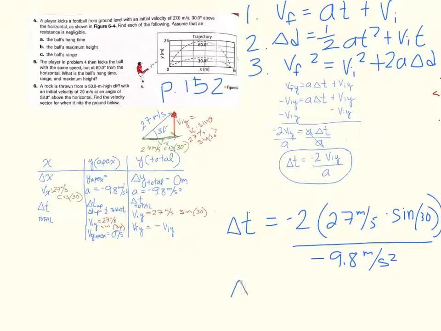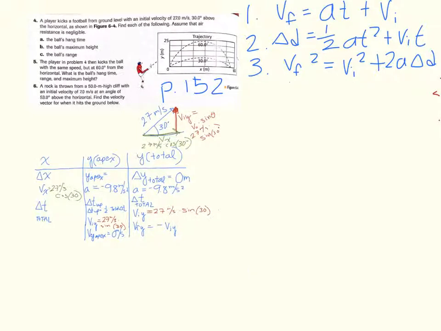And when I calculate that, I get what? Well, you should get 2.755, so about 2.76 seconds. That is the hang time, the total hang time of this ball. Next, they're asking me for the ball's maximum height.